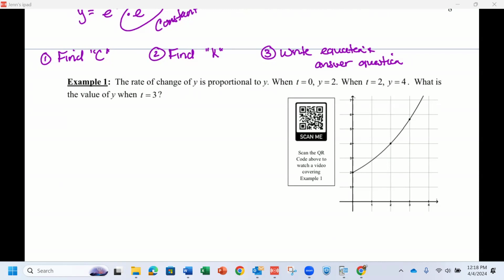So let's take a look at example number 1. And then you also have to make sure you identify, am I going to be using the differential form or am I going to be using the function, the C times e to the kt? So let's take a look at example 1.